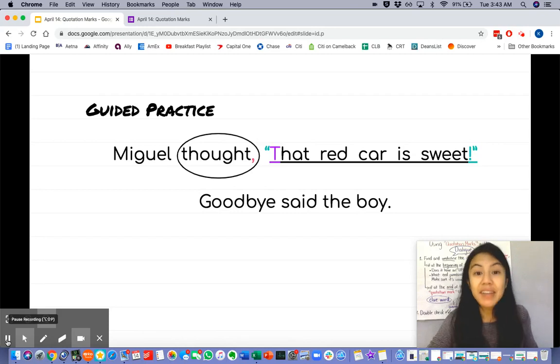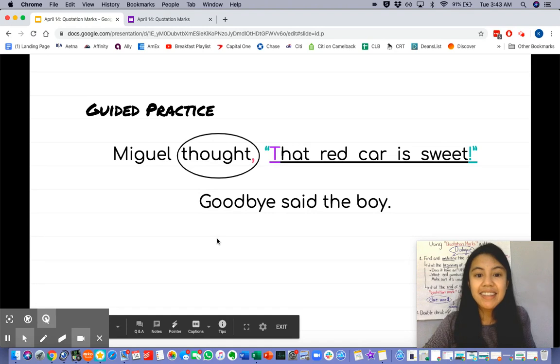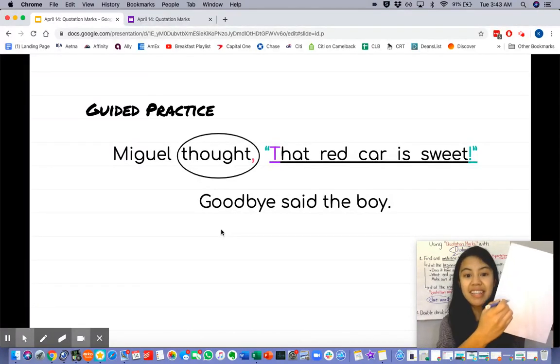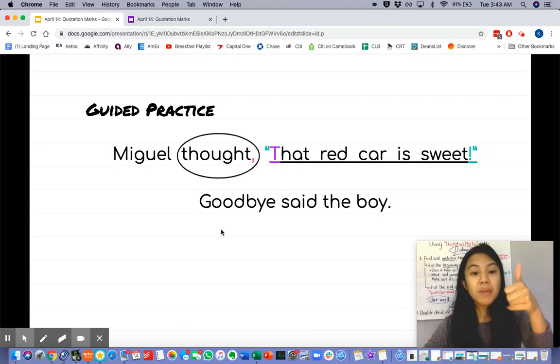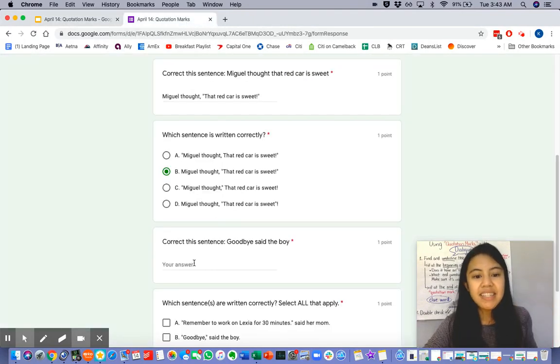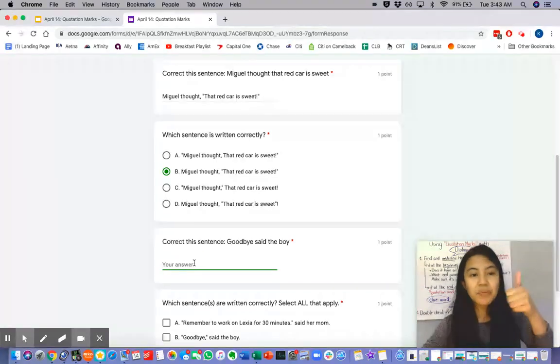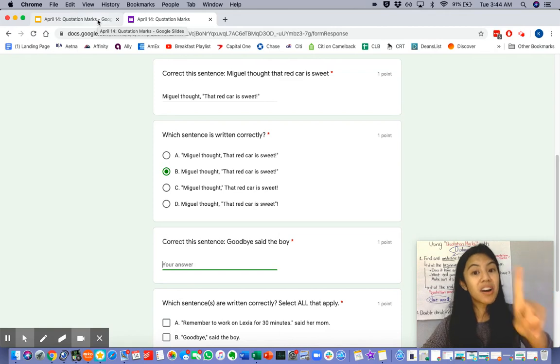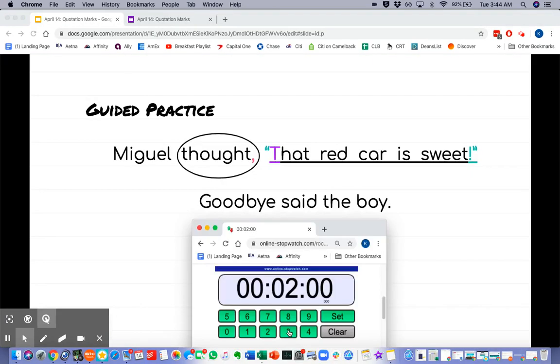Scholars, get your scrap paper ready. You'll try this sentence next. You will have 2 minutes to write down our sentence with the correct punctuation and type it in our Google form. Remember, you can always pause the video if you need more time. Get ready and go.